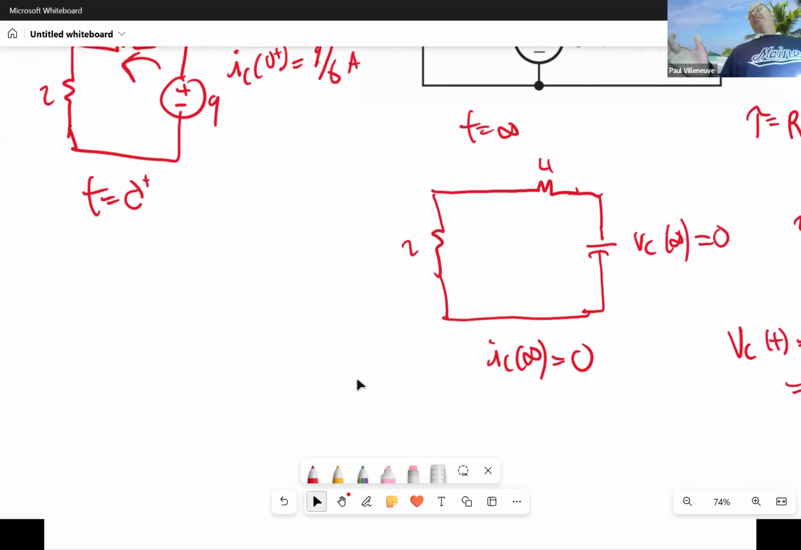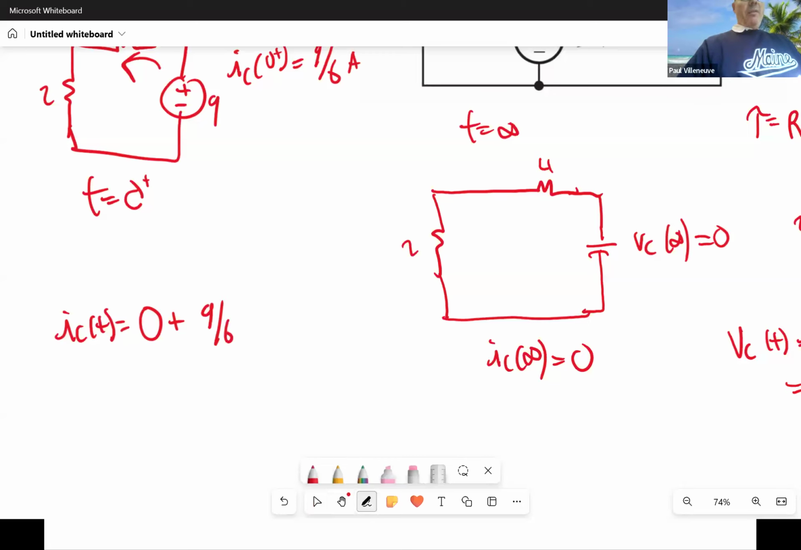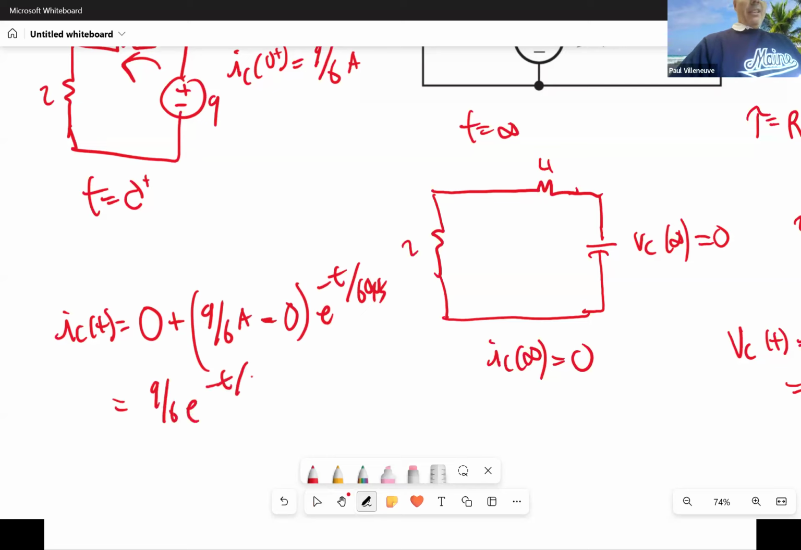The time constant is exactly the same. I don't have to do that step over again to figure out what the time constant is if I'm doing voltage or current, because that's just the rate at which the capacitor discharges. So now I can write an expression for IC of t, which is going to be IC of infinity, 0, plus IC of 0 plus, 9 over 6 amps, minus IC of infinity, e to the minus t over 60 micros. So my current here is 9 over 6 e to the minus t over 60 microseconds.